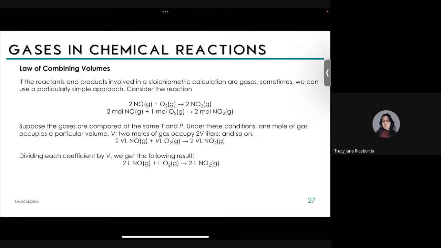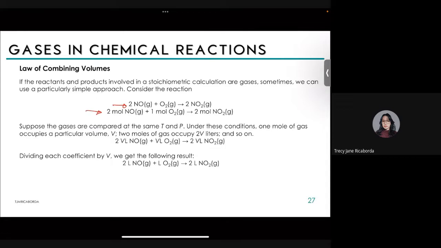Now, there's another thing that made Gay-Lussac so prominent when talking about gas laws. It's this law of combining volumes. Siya yung pinaka-main proponent nito. It says here that if reactants and products involved in stoichiometric calculations are all gases, sometimes we can just use a particularly simple approach. Now consider the reaction. Meron kang dalawang NO, isang mole ng oxygen gas, it can result to 2 moles of NO2. So this is our chemical equation, and then we're showing it in terms of moles.